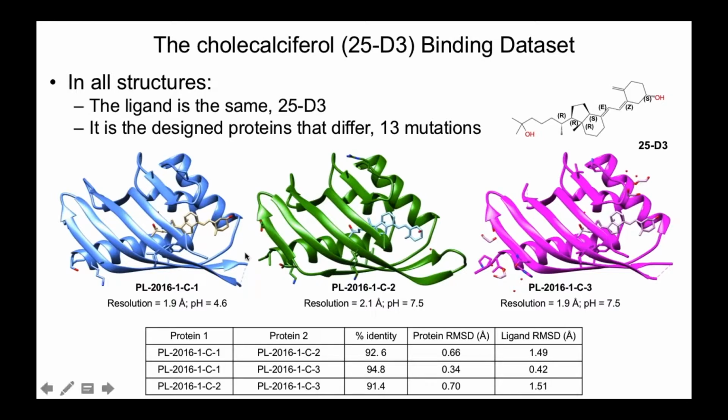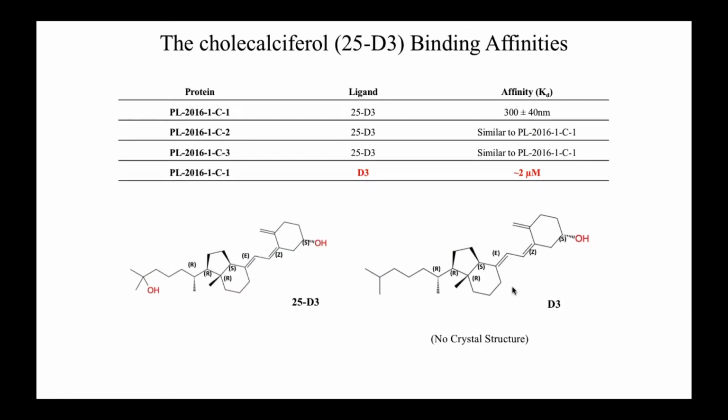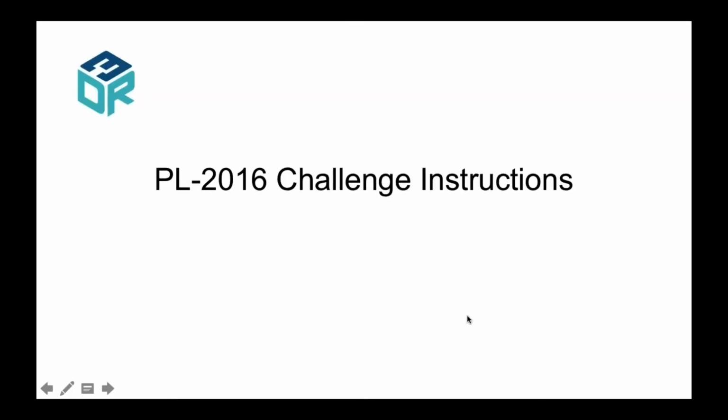Similarly, in our second subset, the ligand also stays the same, 25D3, shown on the right, and it is a designed protein that differs by 13 mutations. And again, the sequence identity is very high between the 3 proteins, and we have low protein and ligand RMSD. In the case of the 25D3 data set, we had a 4th affinity that we included in our challenge, which is the vitamin D3 of 2 micromolar affinity, despite not having a crystal structure for this molecule.